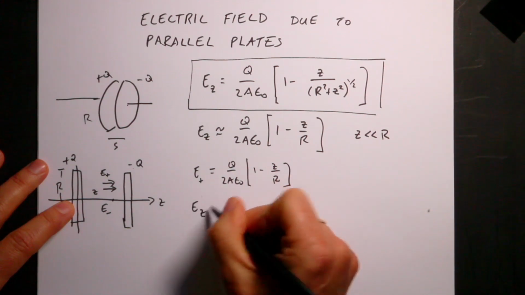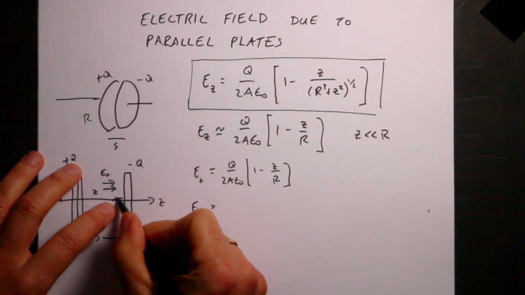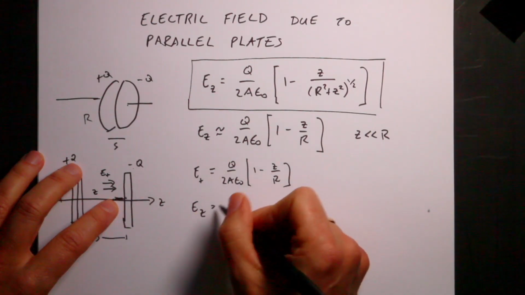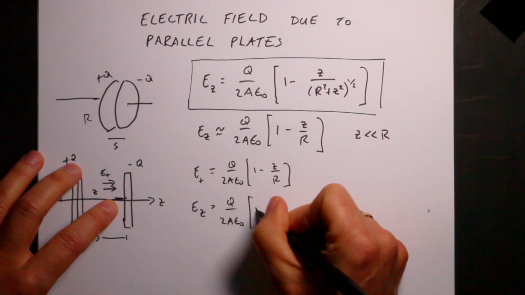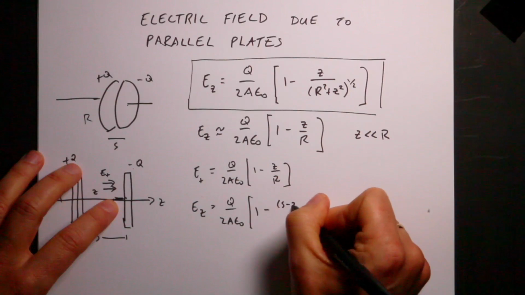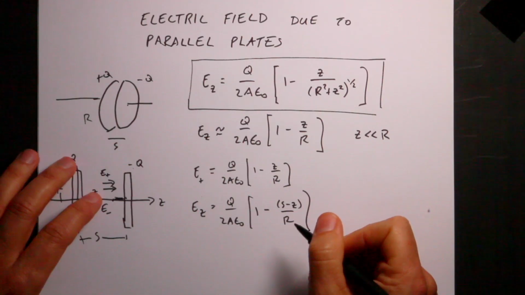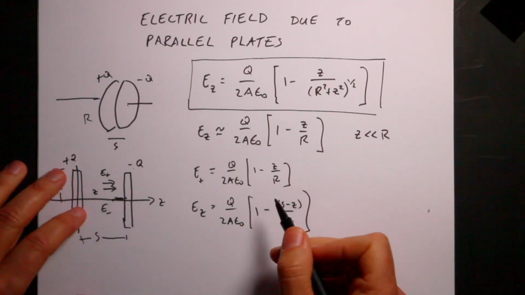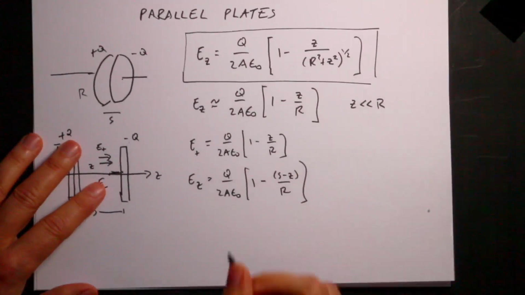E minus is going to be equal to, okay, so this is a distance s, and so this is the distance I need right here. This distance is going to be s minus z. So I get Q over 2A epsilon naught times 1 minus, not z, but s minus z over R. I'm just trying to make sure that's right. Yeah, s is a positive number, so this would be positive, and this will give a value also in the z direction, because it's still in the same direction.